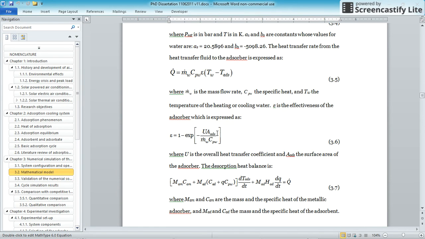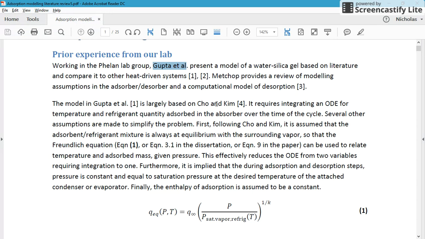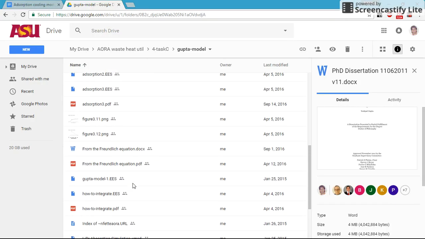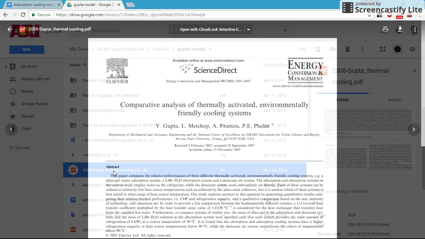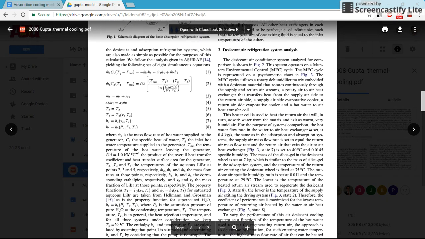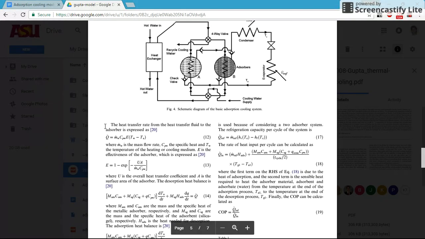So you can do some math regarding the process. This model is largely based on a paper by Cho and Kim, which is in the references here, also in the references in the dissertation. So another thing I want to point out is the paper that goes along with this dissertation. This is a similar piece of work. It contains a numerical model, but it doesn't completely describe it. So you really have to refer to the dissertation to get the model.